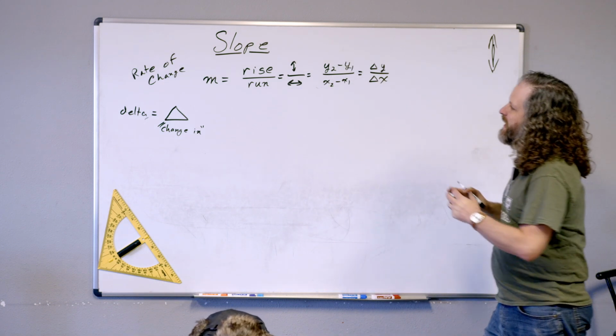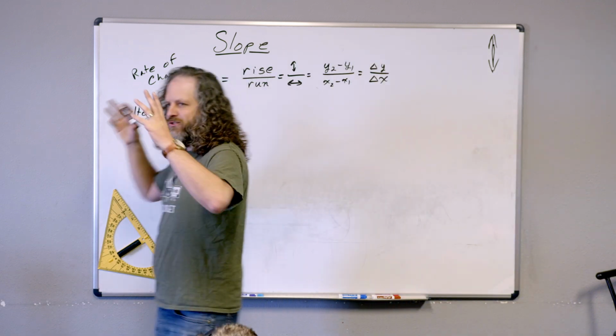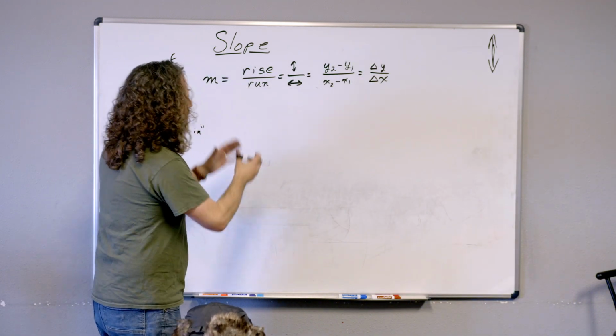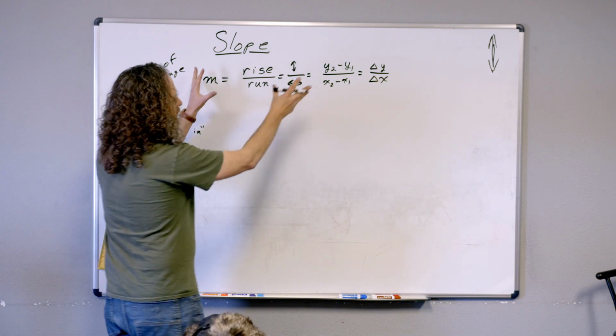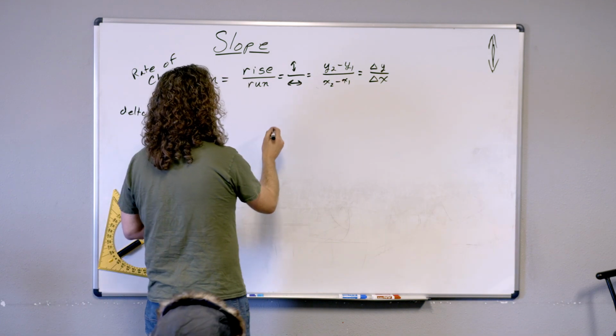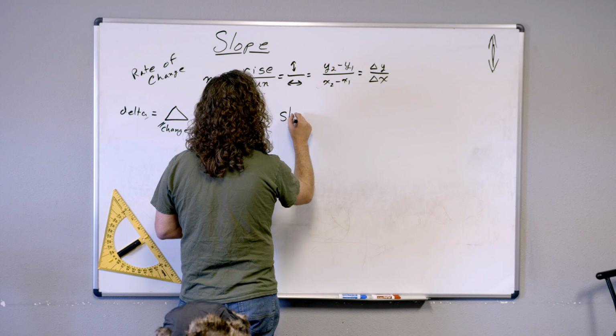Now, if we want to take all of this and we want to extract a formula that's going to be useful for finding the slope given 2 points, we can extract this and write the slope formula.